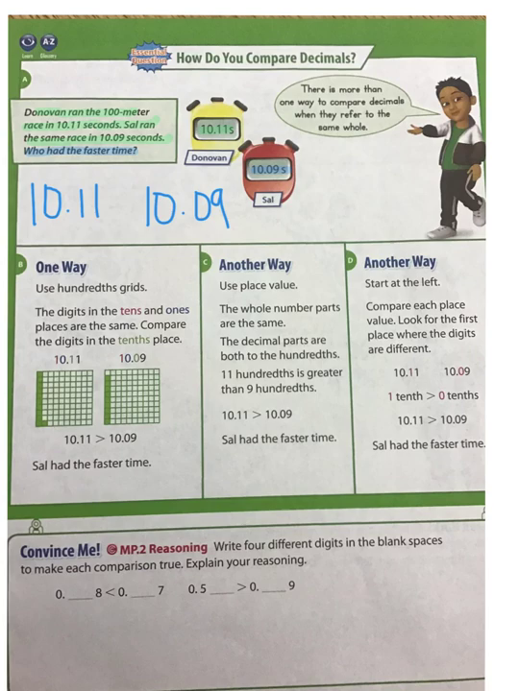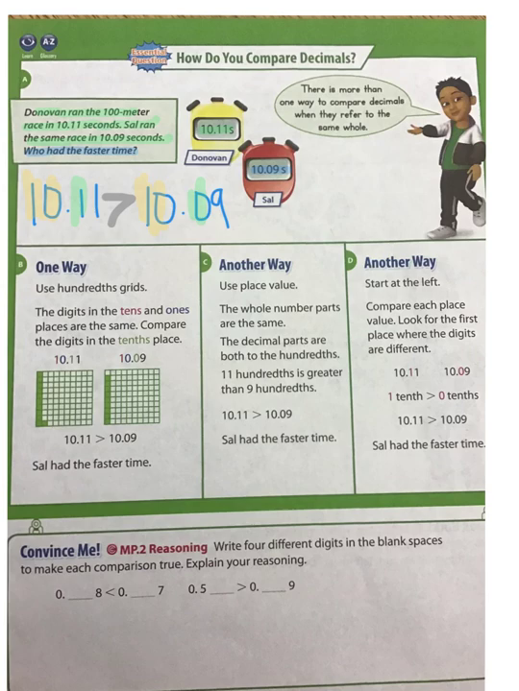When we compare decimals or any number, we always want to start with the greatest place value. In this case, it's the tens place. We have a 1 in both tens places, so we cannot compare those. We have a 0 in both ones places, so we cannot compare those. Now we move over to the tenths place. We have a 1 here and a 0 here. Since 1 is greater than 0, then 10 and 11 hundredths is going to be greater than 10 and 9 hundredths.